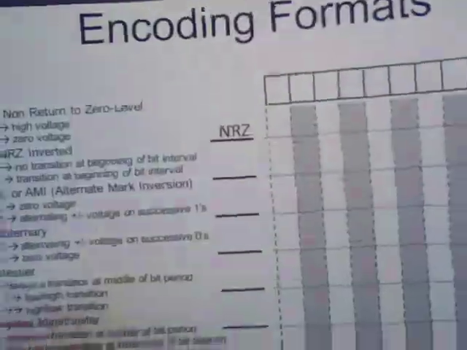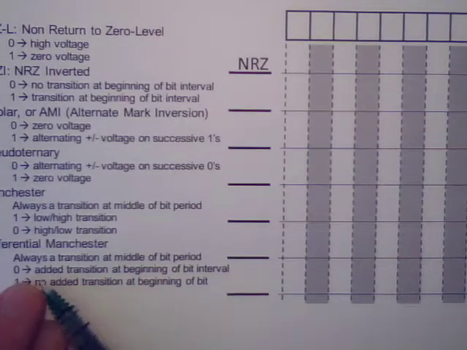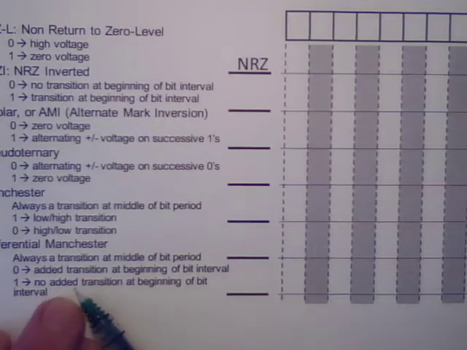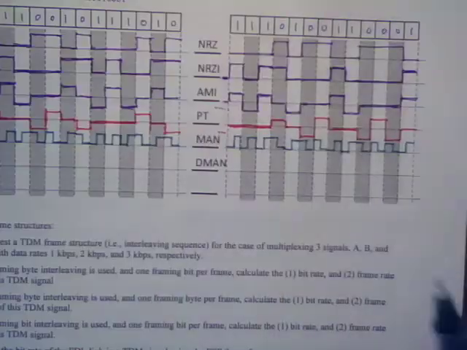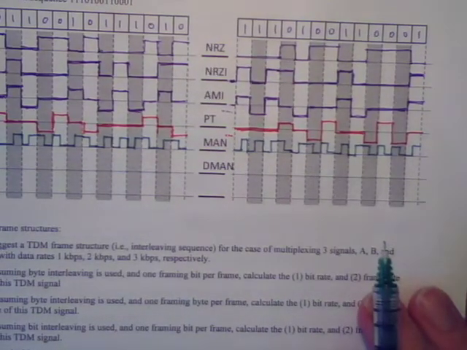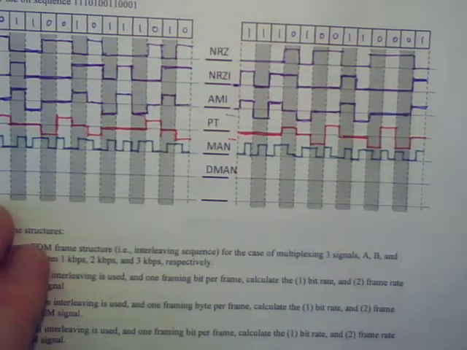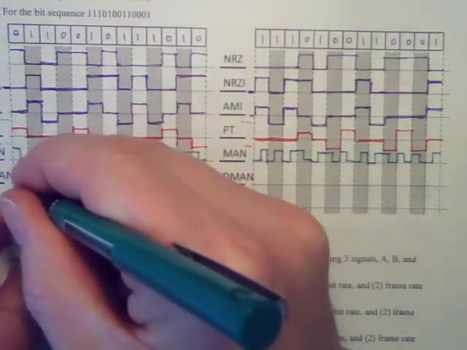Finally, differential Manchester, always a transition at the middle of the bit period. 0 adds a transition at the beginning of the bit interval, and 1 has no added transition at the beginning of the bit interval. So you have to do this one in the order of the bits. 0 is an added transition at the beginning. So let's assume that we start off with a 0 here.